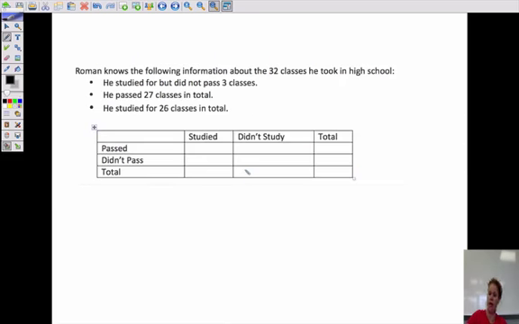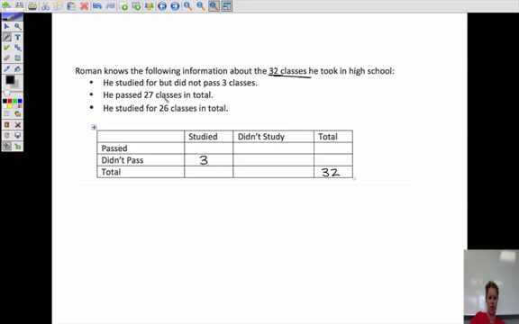Now sometimes you're not given that Venn diagram, but you're just given some information. Okay, so here we have Roman knows the following information about the 32 classes he took in high school. We're talking about whether Roman studied or didn't study and passed or didn't pass. So first of all, 32 classes is his total number of classes. So we know this has to equal 32. He studied, but did not pass 3 classes. So he studied and didn't pass 3. We know that goes there.